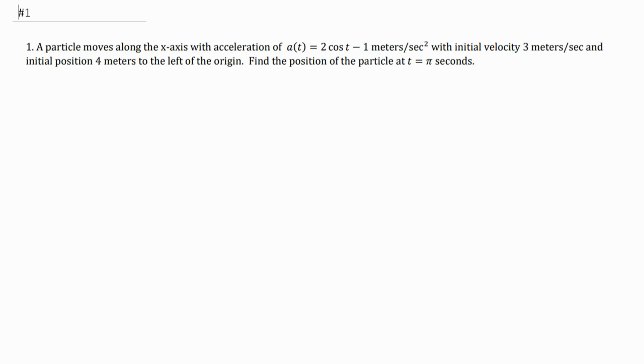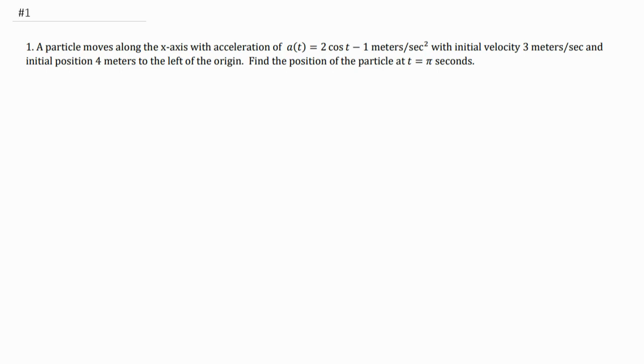So a particle moves along the x-axis with acceleration a of t = 2 cosine t minus 1, and that's in meters per second squared, with the initial velocity of 3 meters per second and initial position of 4 meters to the left of the origin. Find the position of the particle at t equals pi seconds. So what we need to do is come up with a position function from an acceleration function.